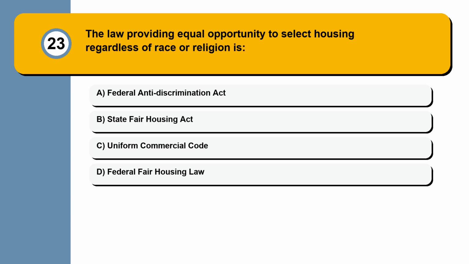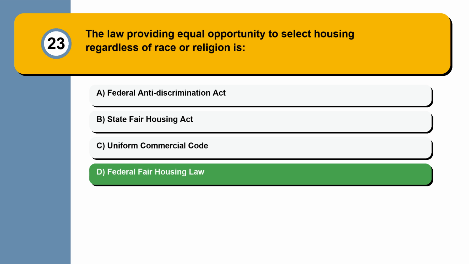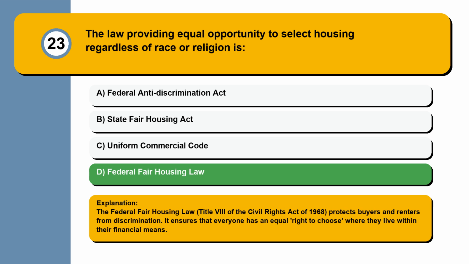Question 23. The law providing equal opportunity to select housing regardless of race or religion is: Federal Anti-Discrimination Act, State Fair Housing Act, Uniform Commercial Code, Federal Fair Housing Law. The Federal Fair Housing Law, Title 8 of the Civil Rights Act of 1968, protects buyers and renters from discrimination. It ensures that everyone has an equal right to choose where they live within their financial means.